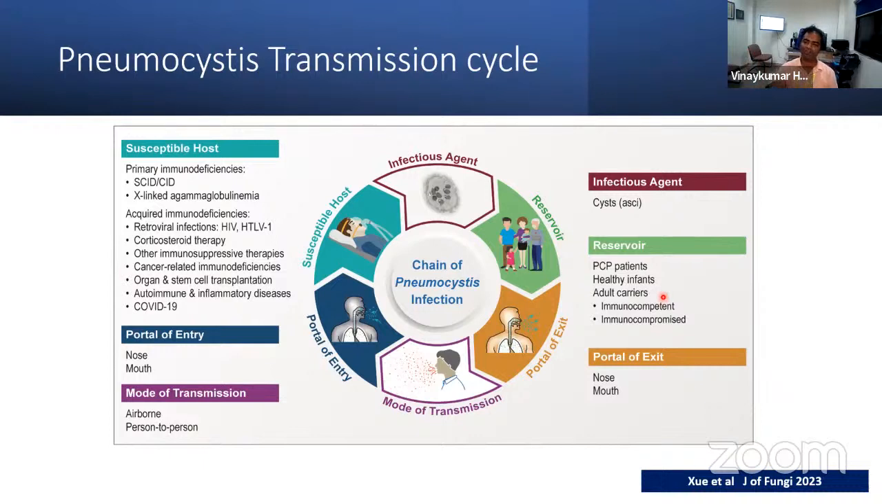So what's the portal of exit? The portal of exit is the respiratory tract. The portal of entry is again the respiratory tract. So how do you prevent it? By taking respiratory precautions, you can prevent the transmission. So the route of transmission is airborne transmission.